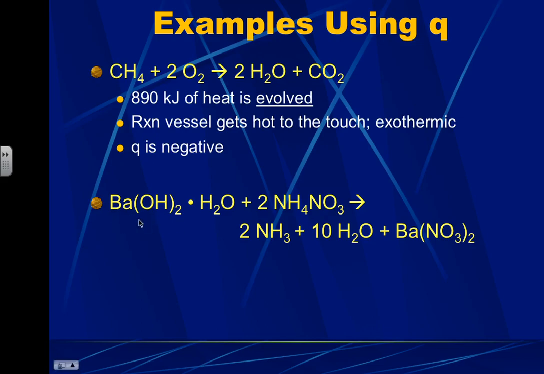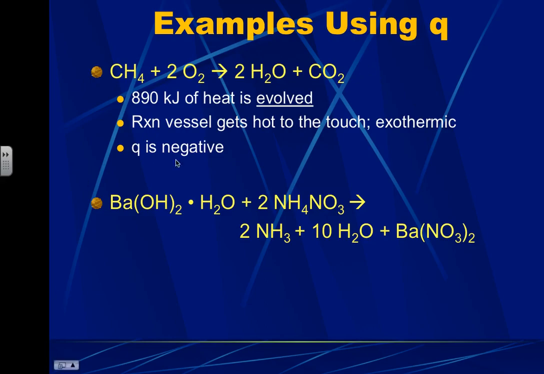Hopefully you said barium hydroxide. Now, the next thing I have to ask you is there is this little weird dot thing and H2O. Do you remember what that thing is? Hopefully, you remember a little bit. That's called a hydrate. What it means is that you have one water molecule that is loosely connected to the barium hydroxide part. Basically, it's a hydrated formula, and it's called a hydrate.